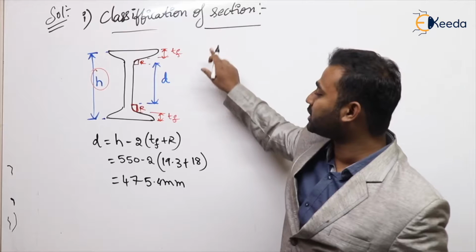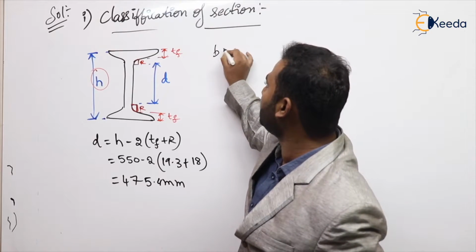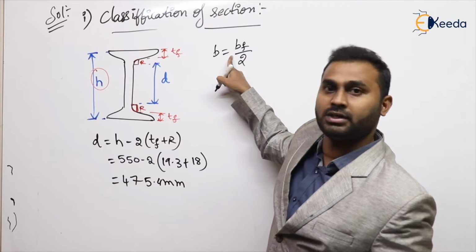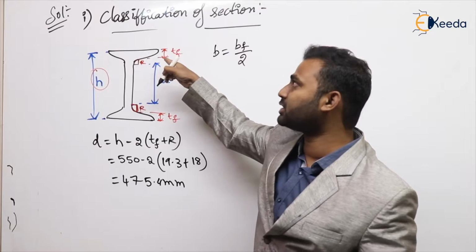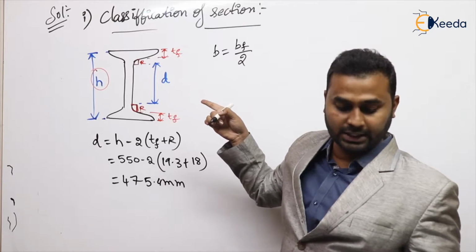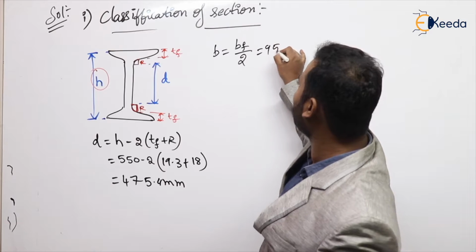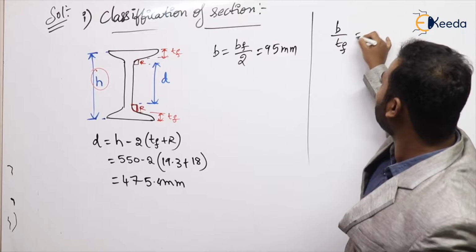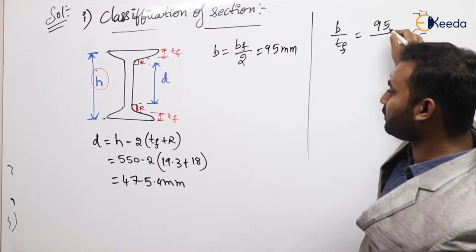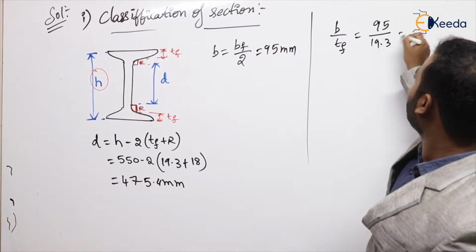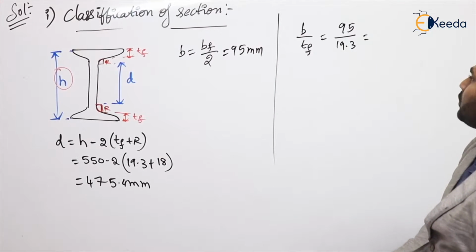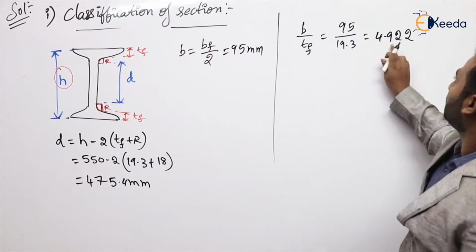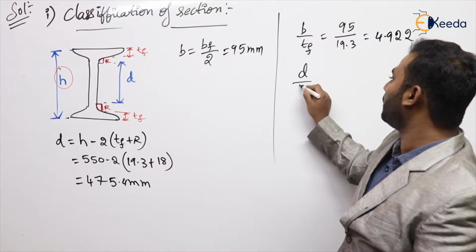And in classification of the section, we require one more dimension, that is B. So B is nothing but half of the flange width, which we have already calculated. So flange width is how much given in the question? 190. So 190 by 2, it is 95. And coming to the ratios, B upon TF. B is 95 and TF is 19.3. So this comes out to be 4.922.